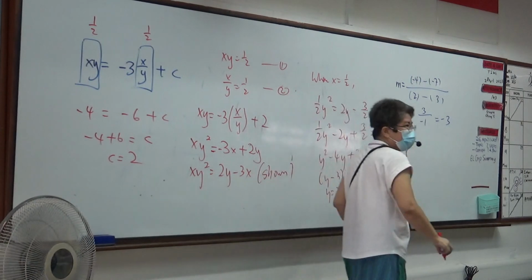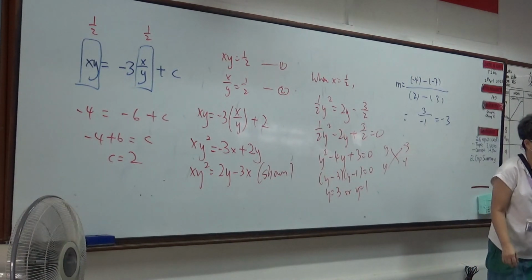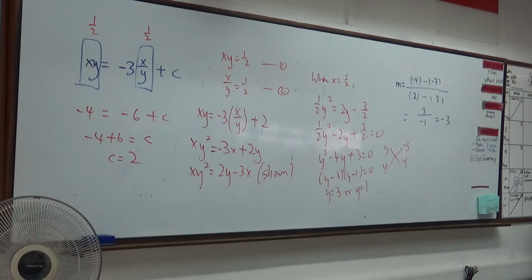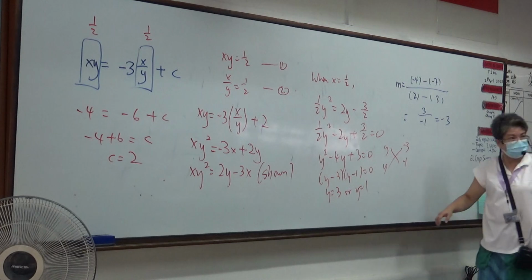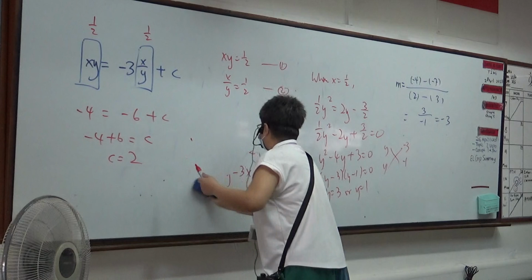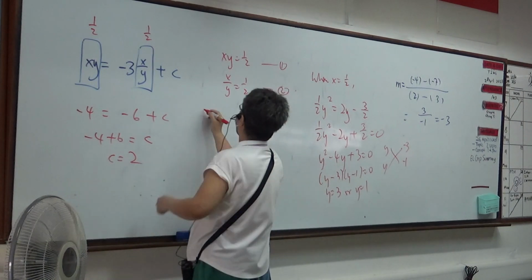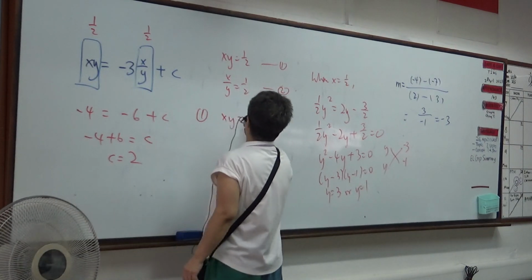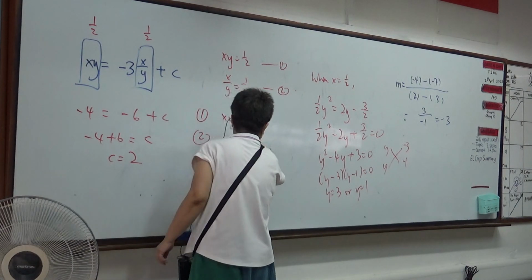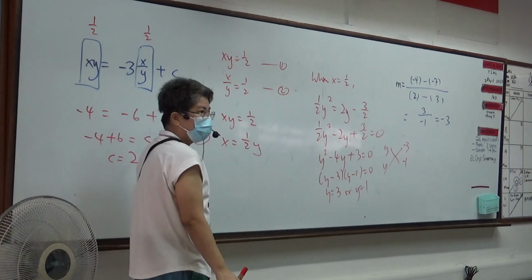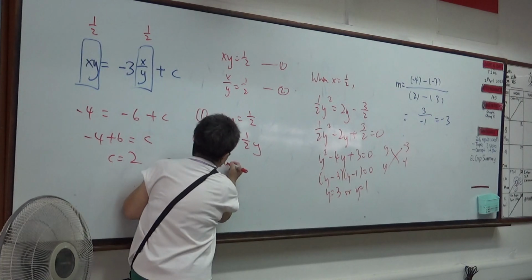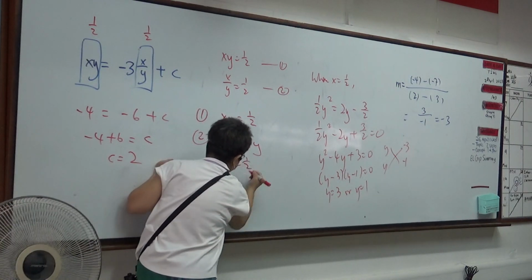I will have this. Can you see? XY equals half, and X over Y equals half, because it passes through that line. So let us solve this. Number 1: XY equals half. Number 2: X is equal to what? Half Y. Can you see X is half Y? So I sub in: half Y squared is equal to half.